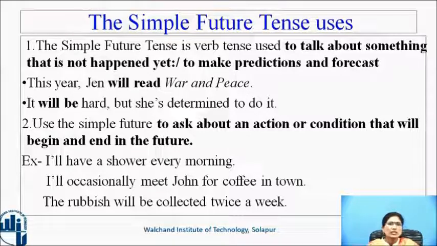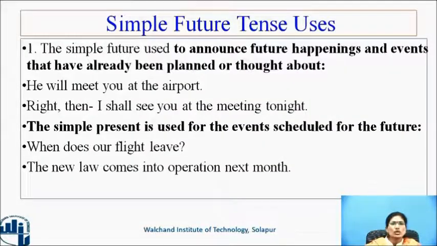Simple future tense is used to talk about an action or condition that will begin and end in the future. For example, I shall have a shower every morning. The rubbish will be collected twice a week. The simple future tense is used to announce future happenings and events that have already been planned or thought about. For example, he will meet you at the airport. Right then, I shall see you at the meeting tonight.